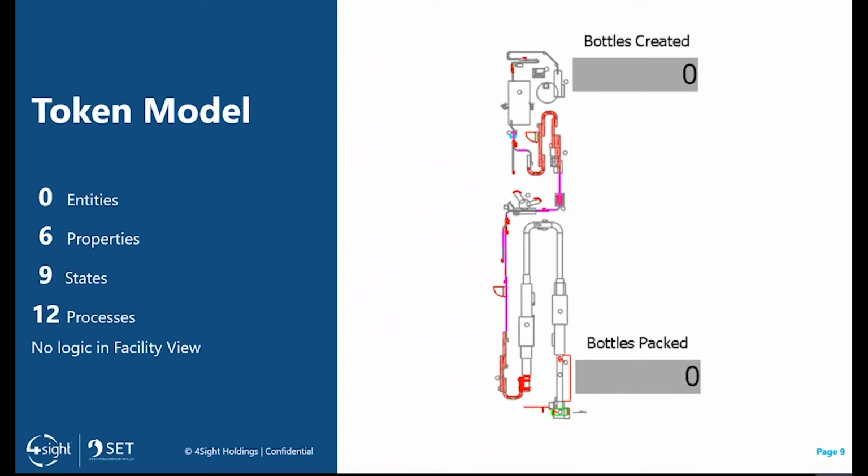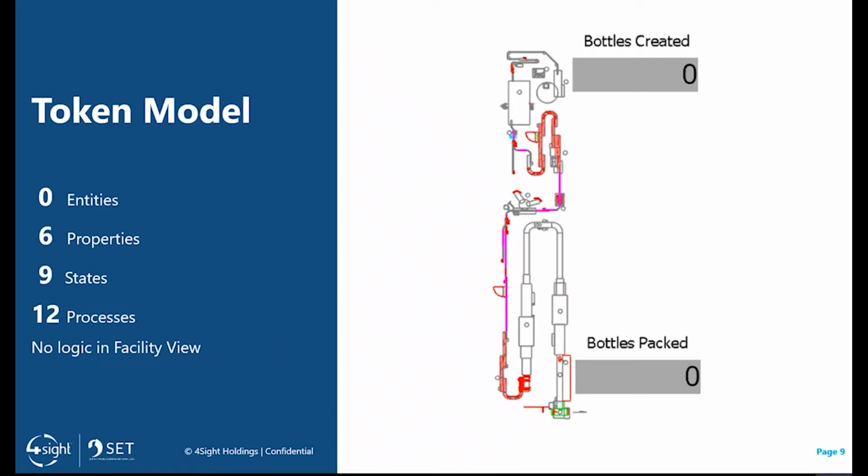For the final approach, we built a token model. This is where we took the entities out of the system completely. As you can see in the screenshot here that we added, it's literally just the layout of the plant and then the bottles created and bottles packed. What we mean by a token model is that tokens and processes are used to control what would happen to the bottles without having any entities in the system.